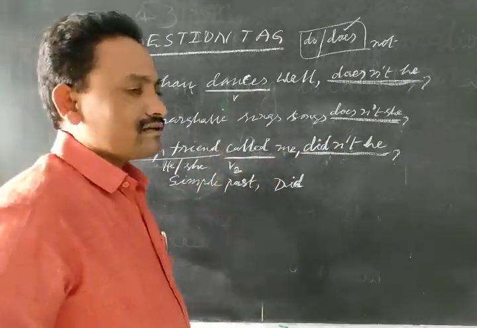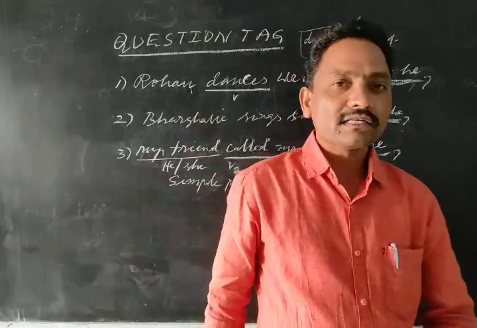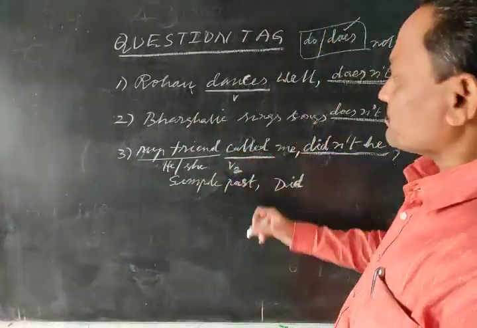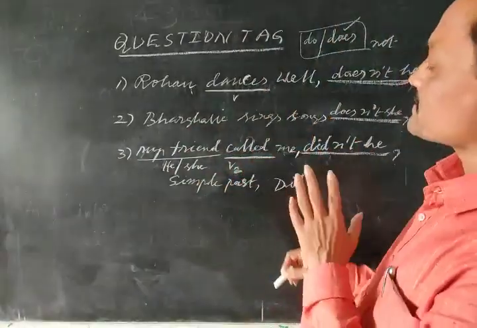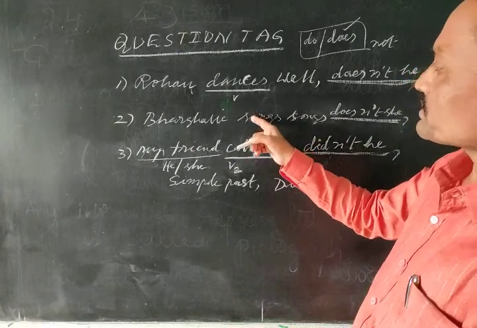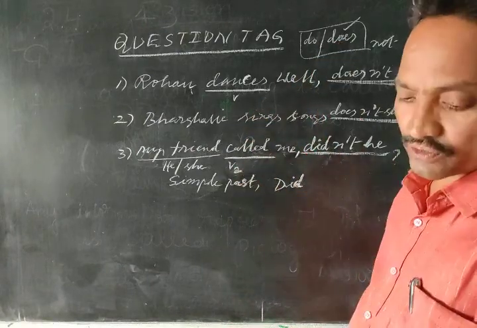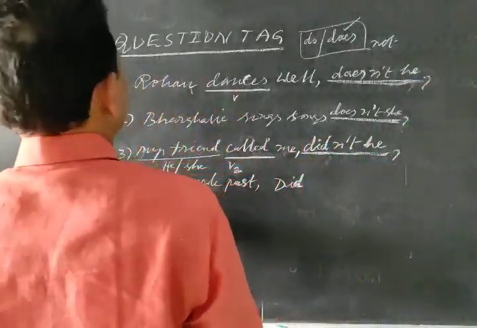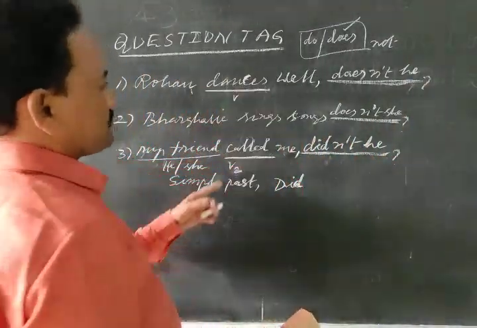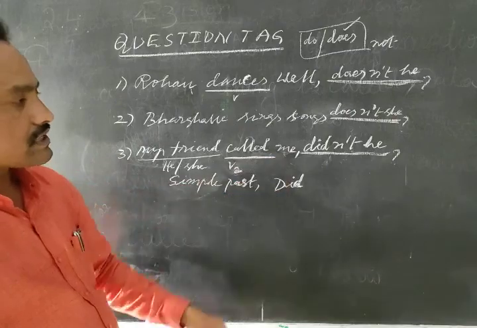This is about where the auxiliary verb is not given. We have to select a suitable auxiliary verb like this. If it is simple present tense, do or does. If it is simple past tense, did. Okay? Then, observe very carefully, just try to understand.